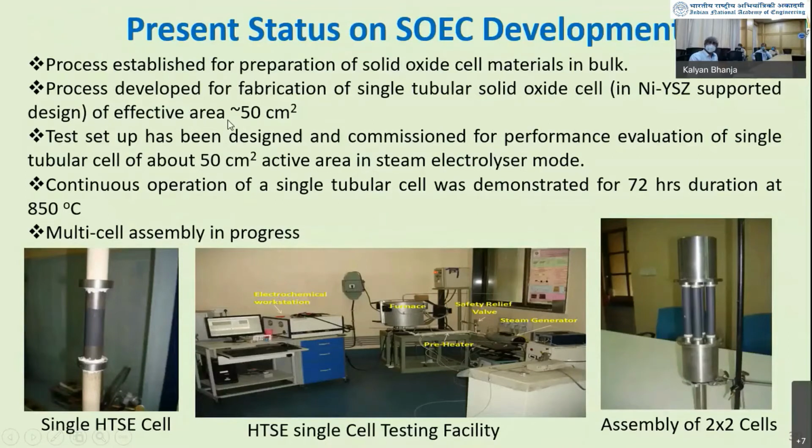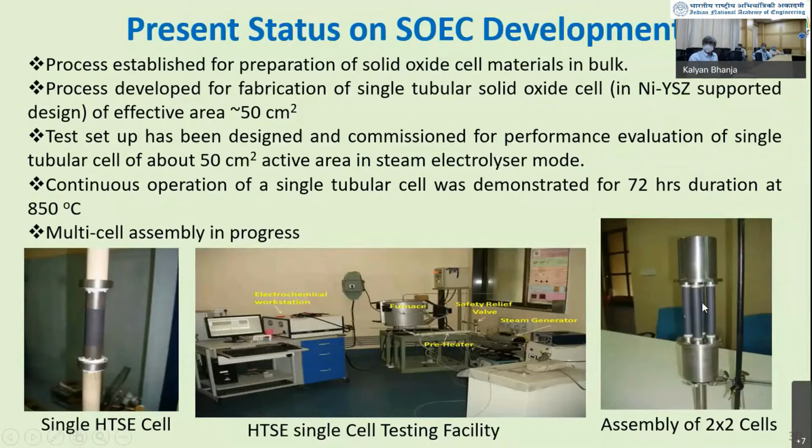We have achieved up to 50 square centimeter area HTSE, high temperature steam electrolysis cells, and it has operated up to 72 hours at 850 degrees centigrade temperature for a single cell, of course, single module. This is the test setup. It has shown quite good performance.